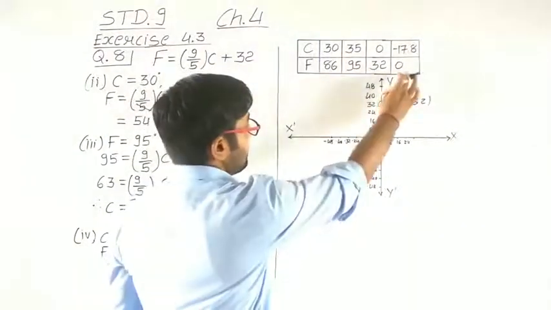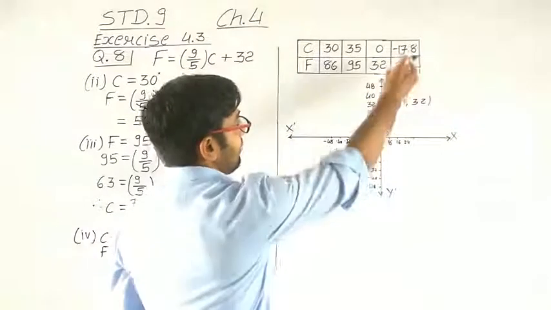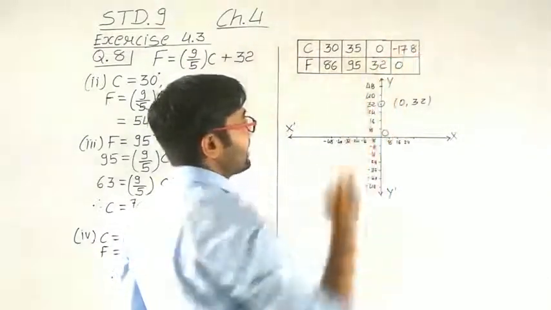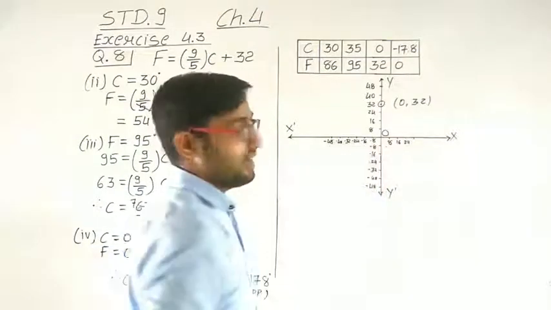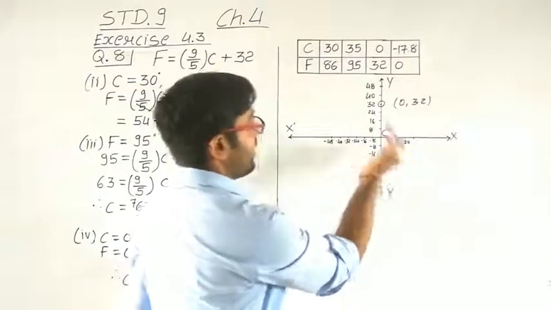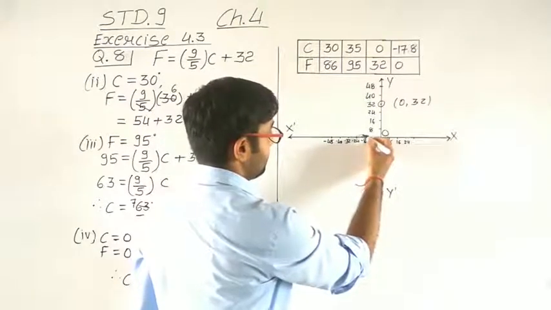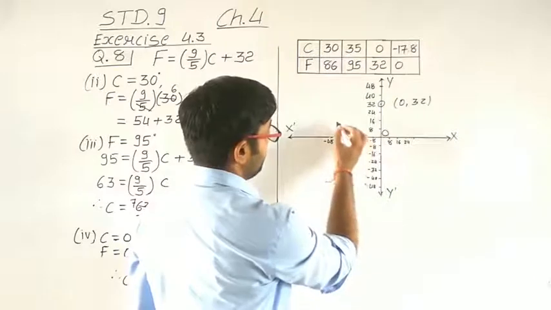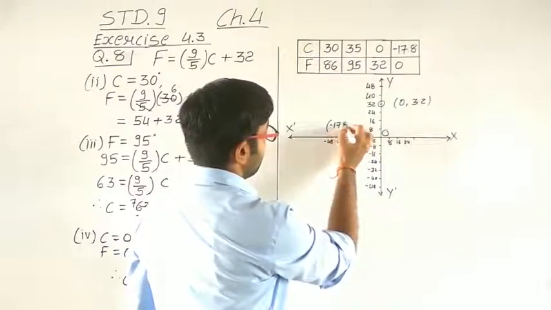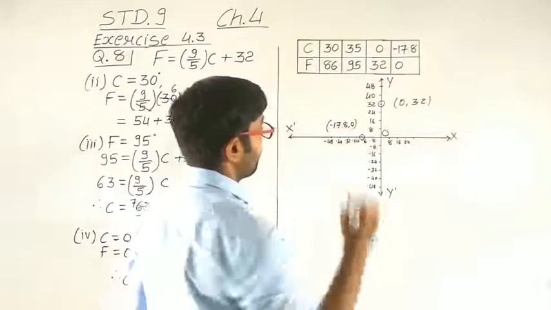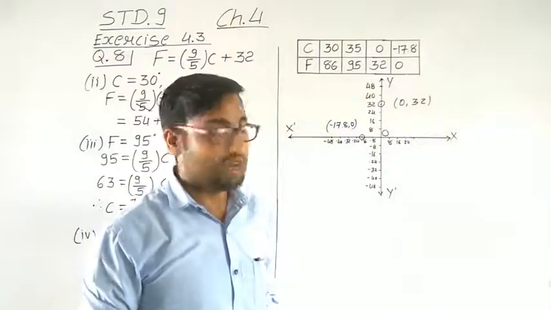When Fahrenheit is 0, Fahrenheit means y is 0, then the value of x, that is Celsius, is minus 17.8. See, here we have 16 but not 17. So this point we get after 16, somewhere here. So consider this point as (minus 17.8, 0). So a minimum of 2 points are required to draw the graph.